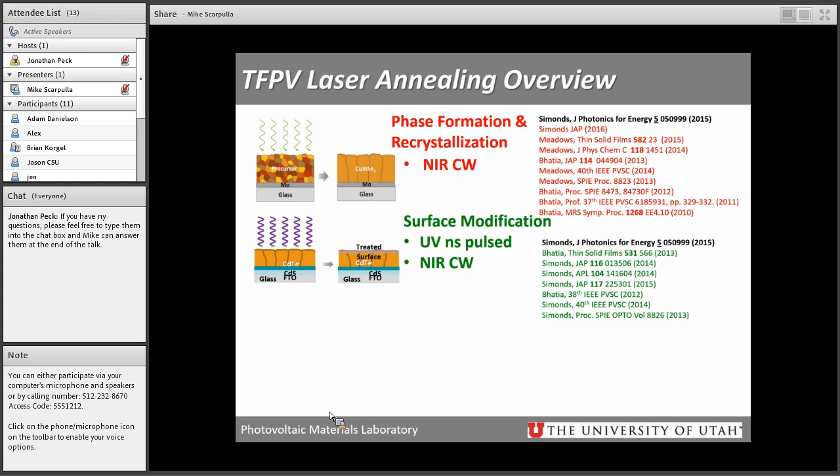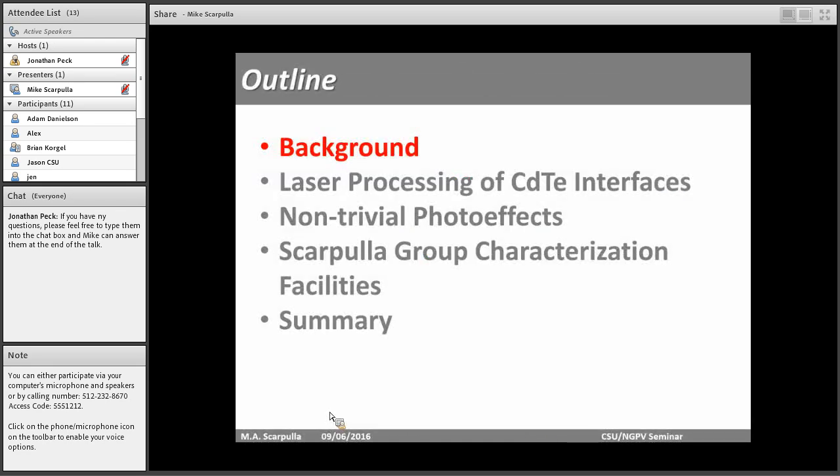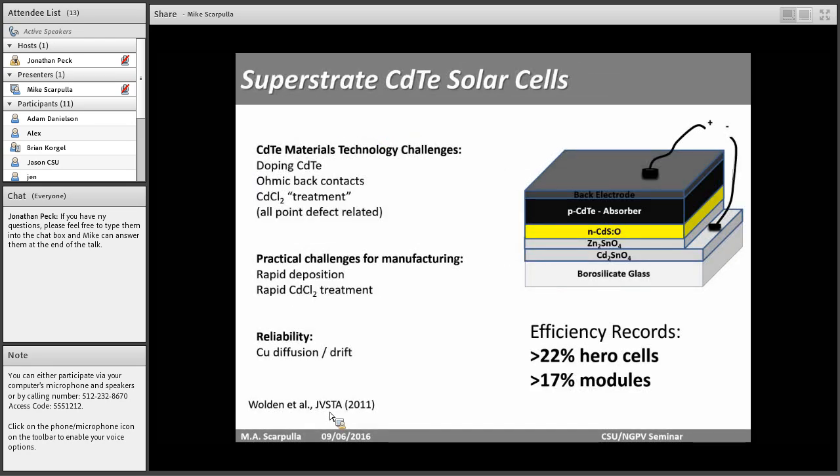In today's talk, I'll focus primarily on the middle section of ultraviolet nanosecond pulsed lasers used to treat the back contact of cadmium telluride. Many of you must be familiar with cadmium telluride devices, and there's still problems with forming back contacts reliably with low series resistance and ohmic properties.